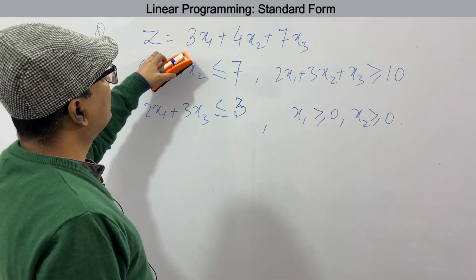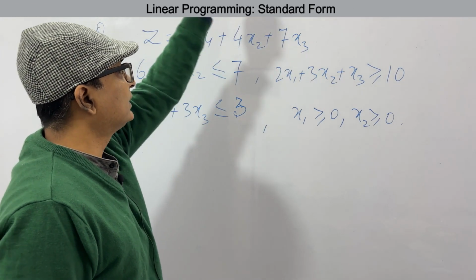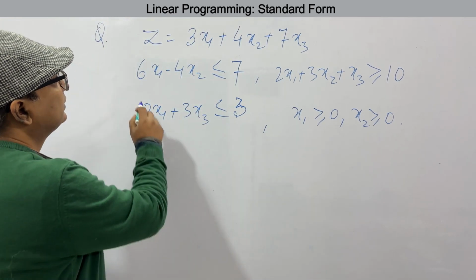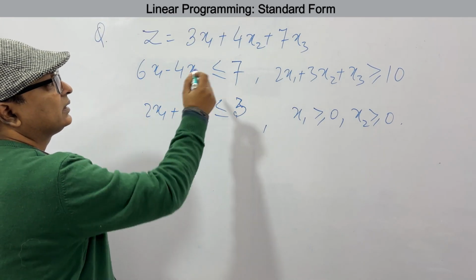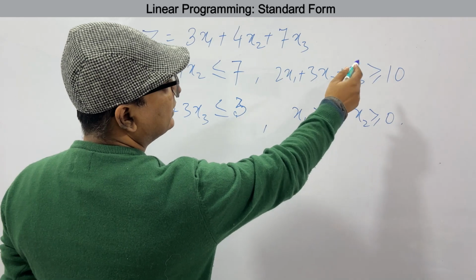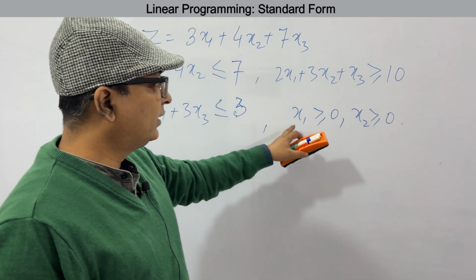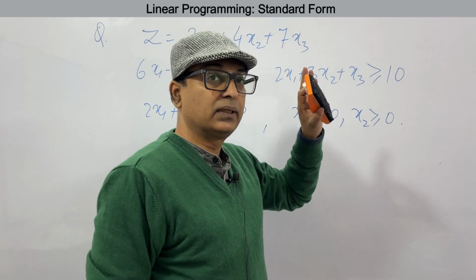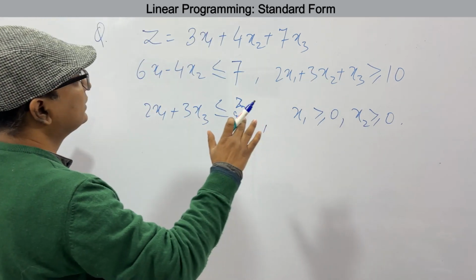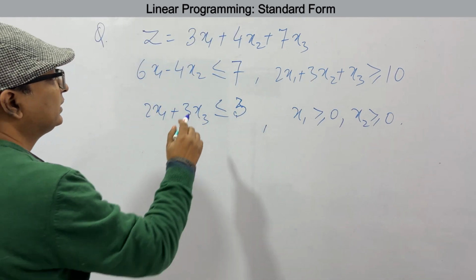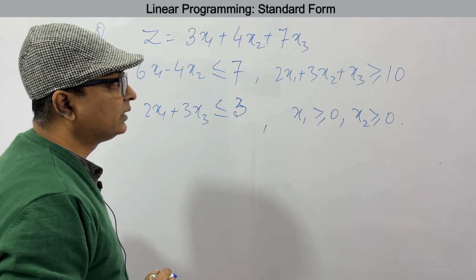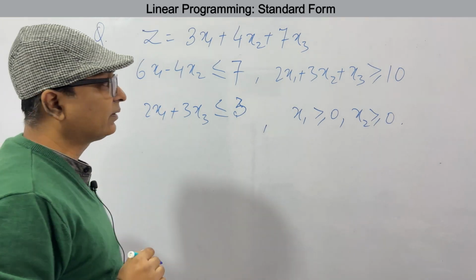Okay. Let's consider this objective function z, 3x1 plus 4x2 plus 7x3. The inequalities are 6x1 minus 4x2 is less than or equal to 7, 2x1 plus 3x2 plus x3 greater than or equal to 10, and 2x1 plus 3x3 less than or equal to 3. We have x1 greater than or equal to 0, x2 greater than or equal to 0. We have to convert this into standard form. Standard form means we'll have to remove these inequalities by using surplus variables and slack variables.